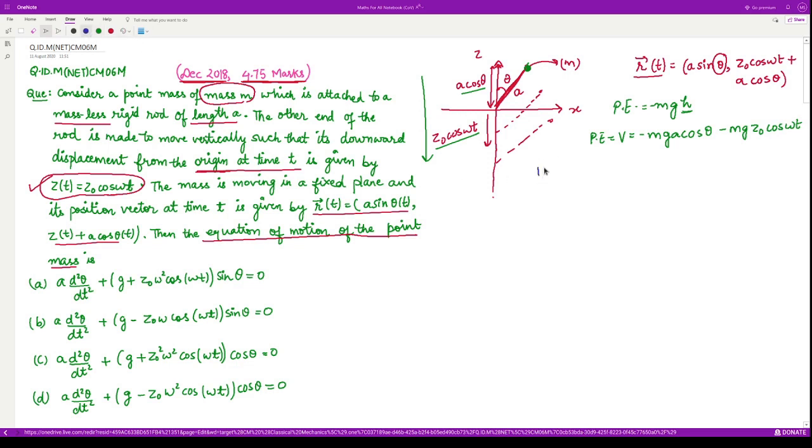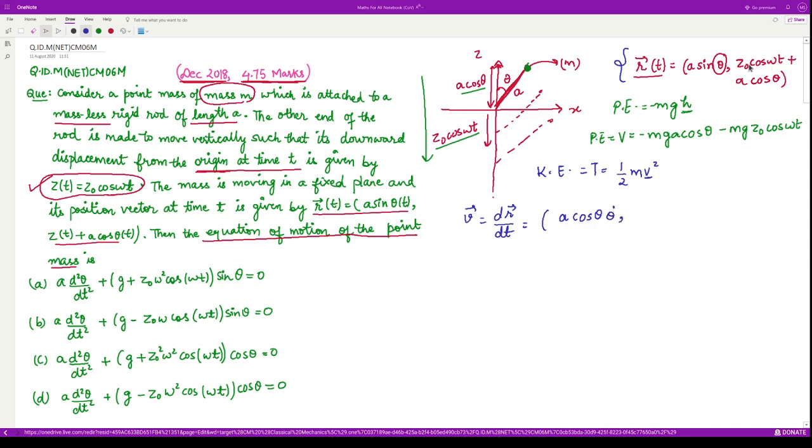Now next let us calculate the associated kinetic energy. It is calculated using the expression half m v squared. Now in order to calculate v squared, we should differentiate this position vector. The velocity vector v is calculated by differentiating this position vector with respect to time. So we can differentiate it. a is constant, so it would only be a, and then the derivative of sin theta would be cos theta, and then the derivative of theta would be theta dot.